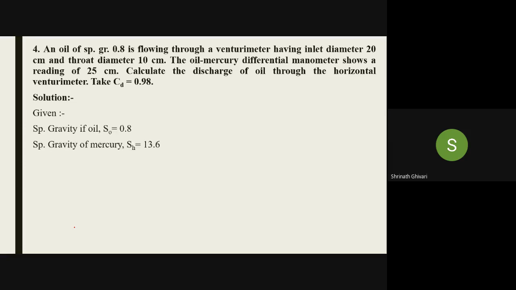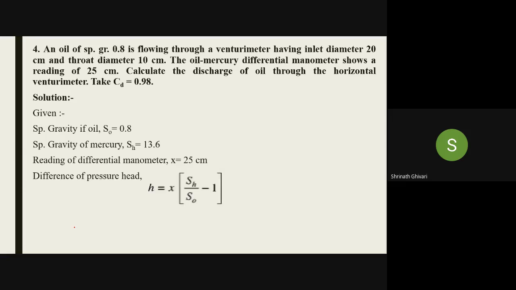Specific gravity of oil is given. Specific gravity of mercury is given. Reading of differential manometer X is 25 centimeter. Difference of pressure head, that is H equal to X into (SH by S naught minus 1). So that is where we are using this X to calculate the difference of pressure head. Can anyone calculate and let me know the answer? What is X here? 25 centimeter. SH is 13.6 divided by 0.8.